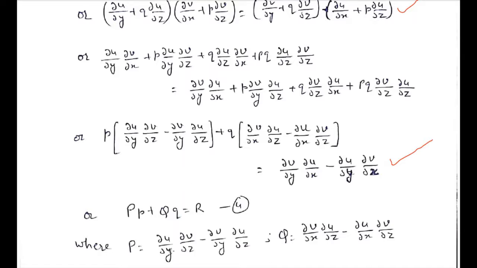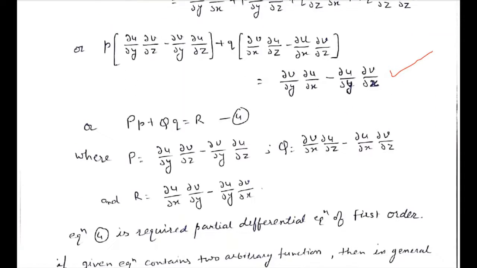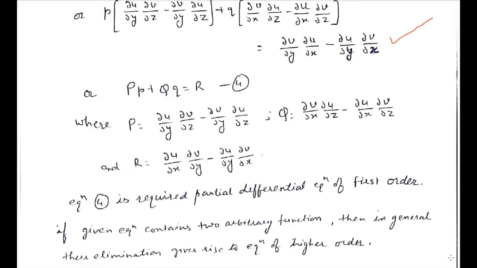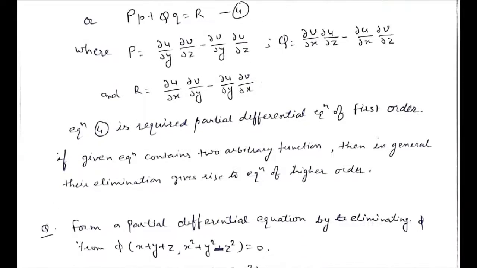where capital P is given by this term. Capital P is del u upon del y, del v upon del z minus del v upon del y, del u upon del z, plus capital Q into small q, where capital Q is del v upon del x, del u upon del z minus del u upon del x, del v upon del z, is equal to R. R is given by del v upon del y, del u upon del x minus del u upon del y, del v upon del x, and small p, small q, as we know, are del z upon del x, del z upon del y. So this equation 4 is the required partial differential equation.